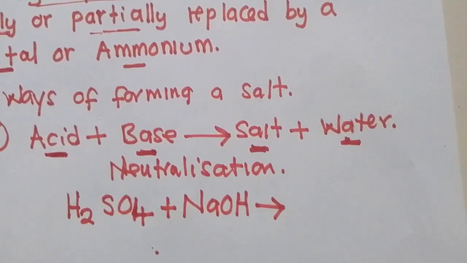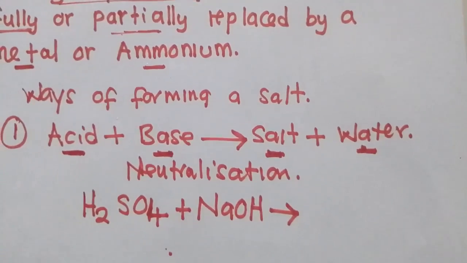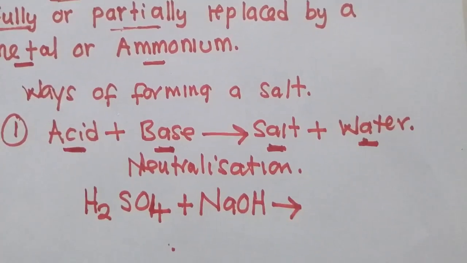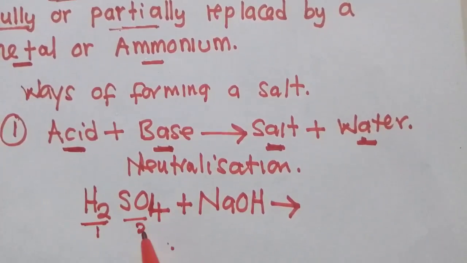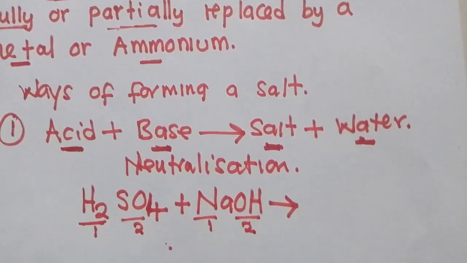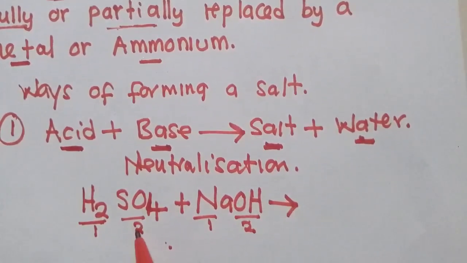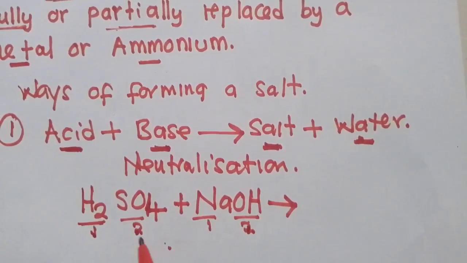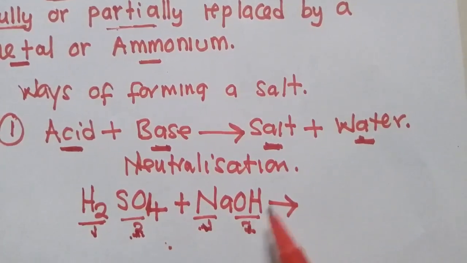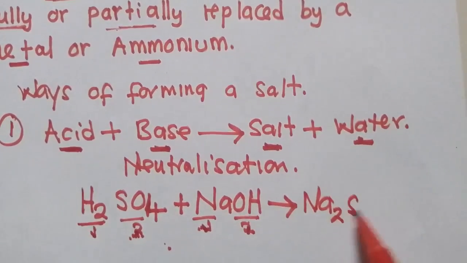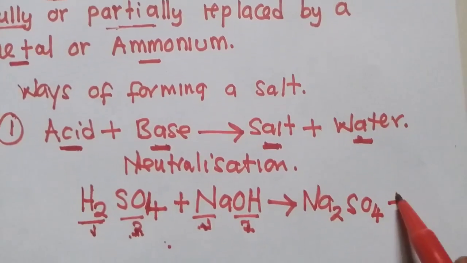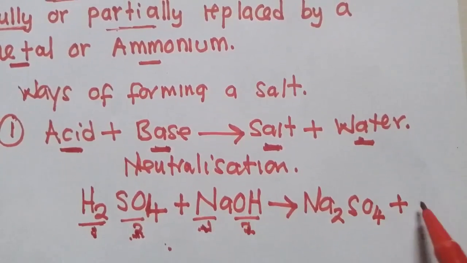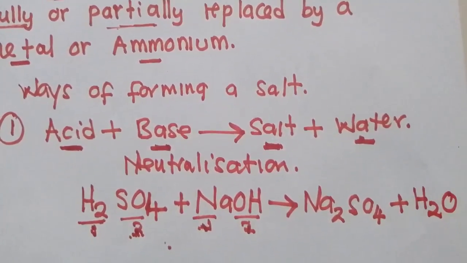There is a short way of knowing this. I want to teach you the short way of knowing the products. So this is one, this is two. You say this is one, this is two. Have you seen the one here will go with the two there? So when these two react, what are we going to form? When sodium reacts with sulfate, we are going to have sodium sulfate. Plus what? This is hydrogen reacting with hydroxide. What is formed? It is water.